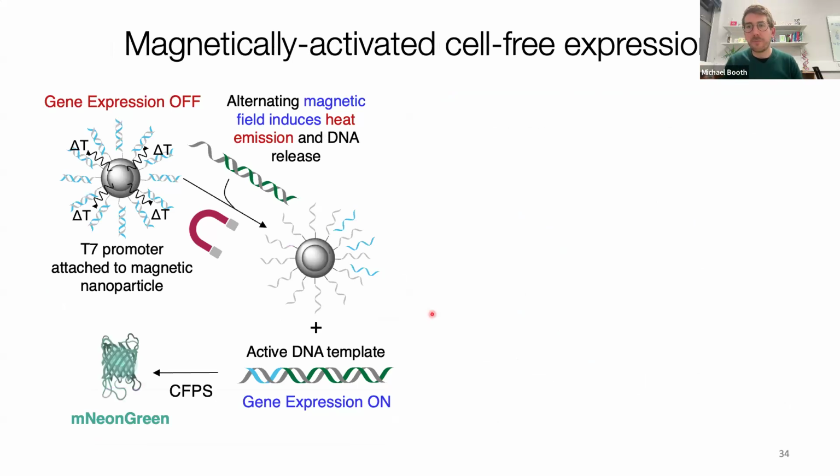Okay, so just to remind you all what we're doing, we're getting a spherical nucleic acid where we've got a nanoparticle core with a silica coating with the DNA attached, and this DNA is the T7 promoter top strand, which then we have an inactive DNA. When we put an alternating magnetic field on the system, this induces a heat emission just around the nanoparticle, which then denatures it and allows it to bind to an inactive template and then activate cell-free expression, in this case, making green fluorescent protein.